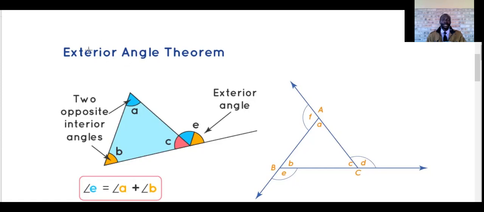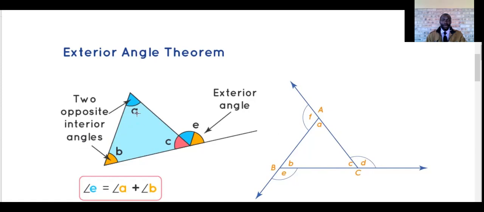Now, the property we want to look at this moment is called the exterior angle property, sometimes referred to as the exterior angle theorem. What this property means is that if you add two interior angles of a triangle, you must get the opposite exterior angle. So very much like saying, if you add A to B, you must be able to get what?